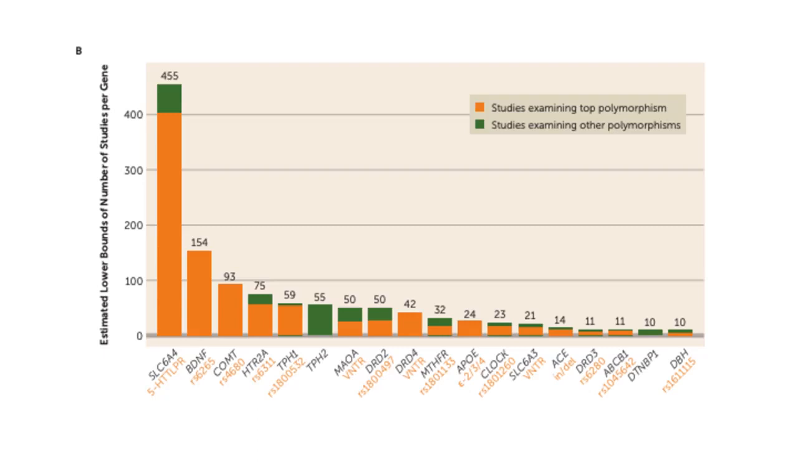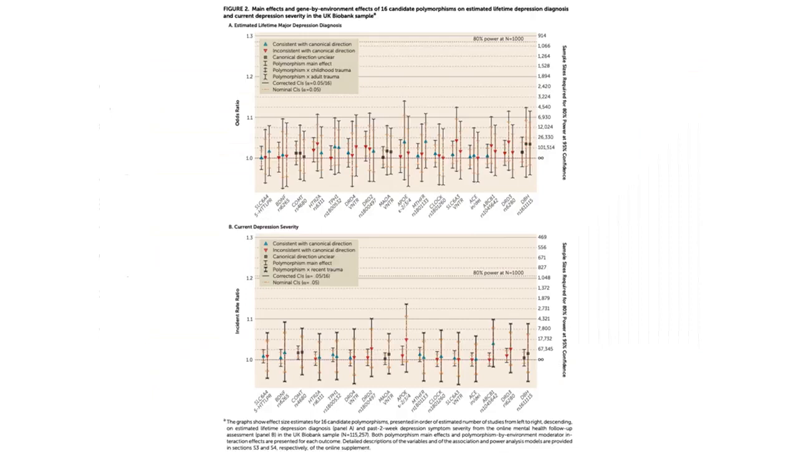Serotonin transporter has been the most popular candidate gene and amongst the most controversial. In the Border paper, what they did then was go back to whether it was a direct effect or an effect on severity of phenotype or an interaction with trauma or whatever. They went back and did that analysis in UK Biobank data. And these are the results.